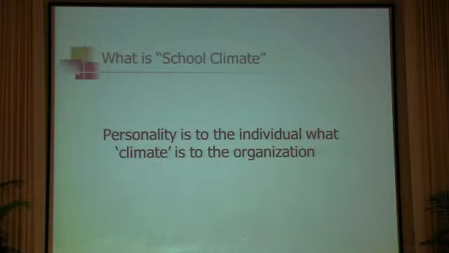So what is school climate? The idea behind school climate is that schools are more than the sum of the inhabitants in the schools. Each school has a personality of its own, and that personality influences student outcomes.